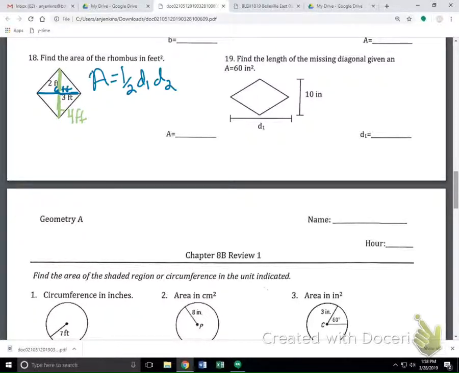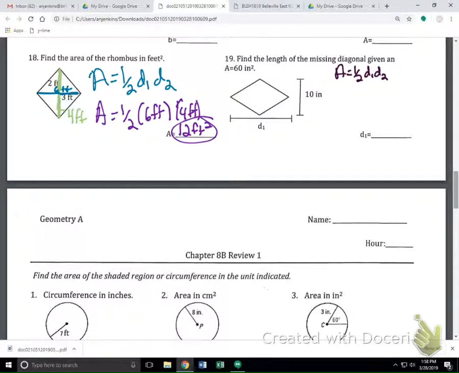So our total here, we have area equals 1/2. My diagonal 1 is 6 feet. My diagonal 2 is 4 feet. Half of 4 is 2. 2 times 6 is? Yep, 12 feet squared.